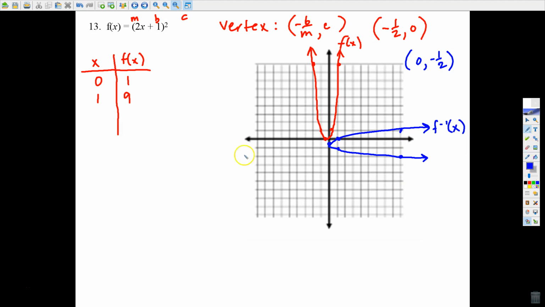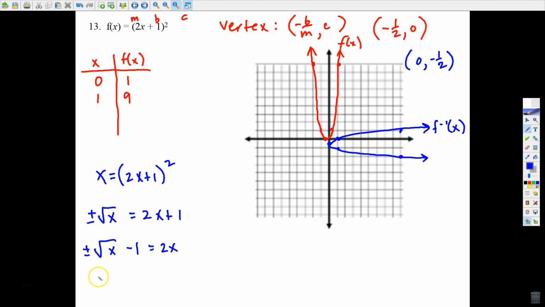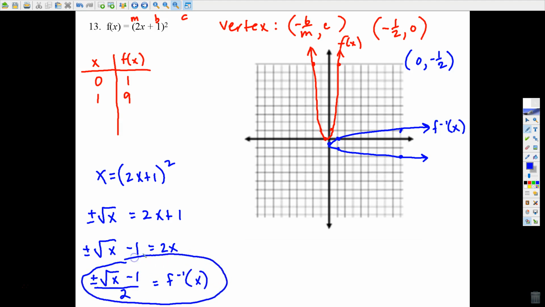And now let's find the inverse function and we'll be done. So remember, switch places with x and y and solve for y. So the first thing we'll need to do is the square root of both sides. Then you can subtract 1. And then finally divide by 2. And this is the inverse function. And that's it for number 13.